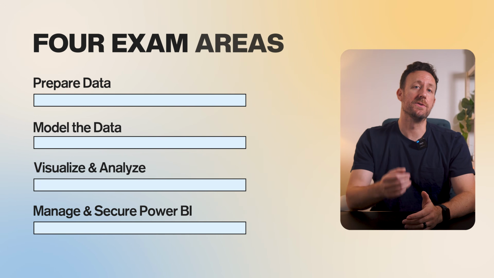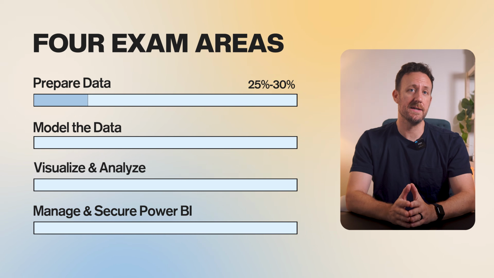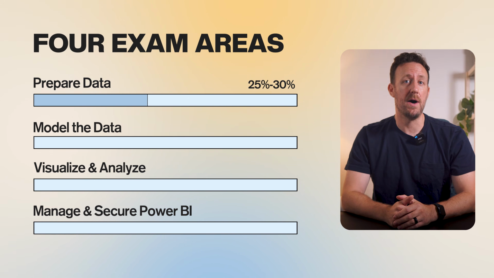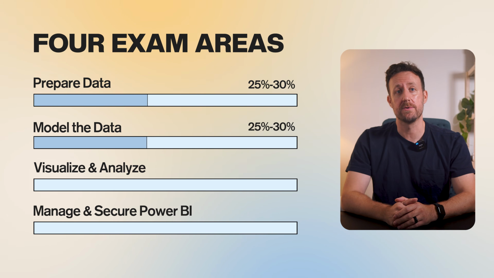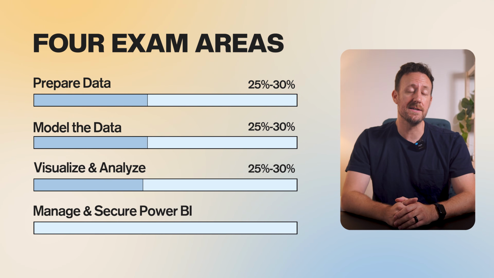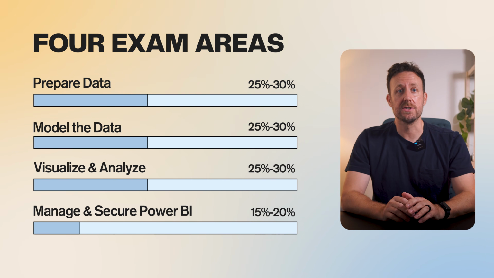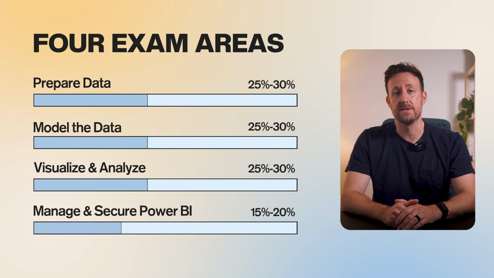So this exam breaks into 4 areas. Prepare the data is 25 to 30%. Model the data is another 25 to 30%. Visualize and analyze the data is 25 to 30%. And manage and secure Power BI is 15 to 20%.